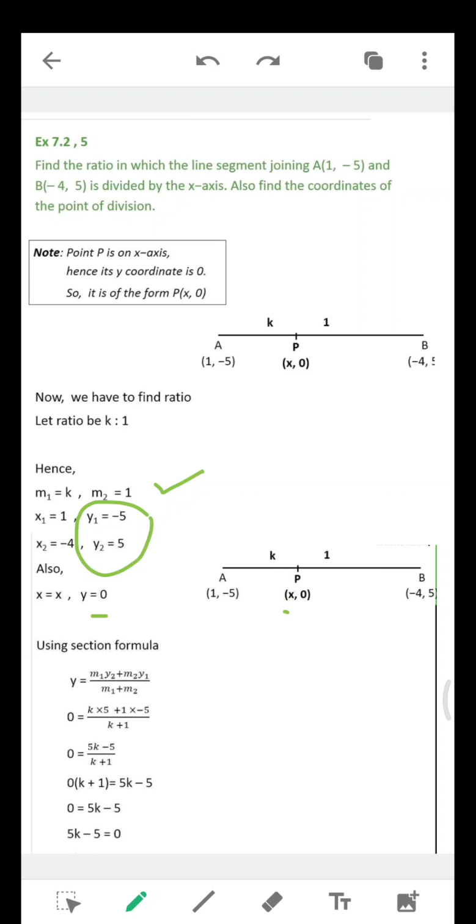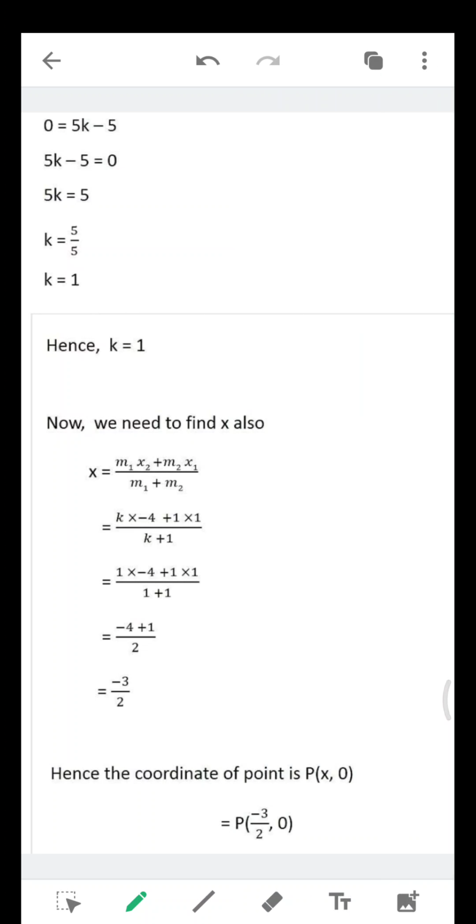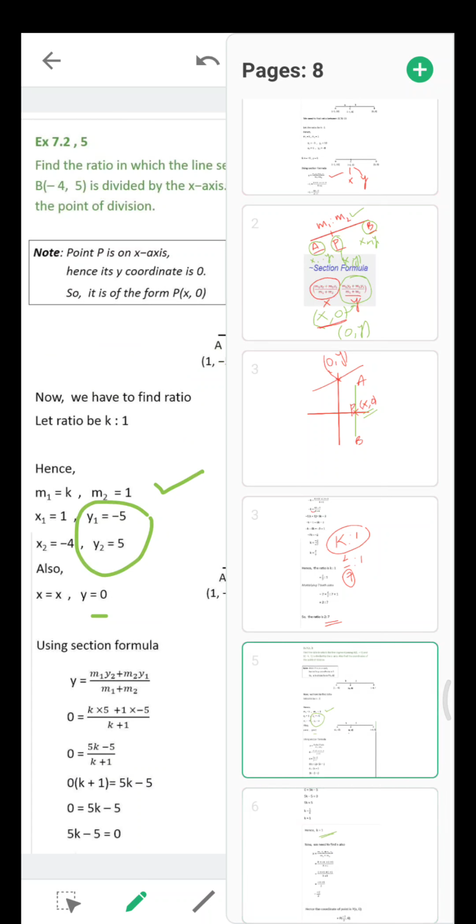Substituting all the values and cross multiplying, we'll get 5k minus 5, so 5k is equal to 5 and k is equal to 1. So finally we got the value of k. Now he is asking you to find the value of x also.